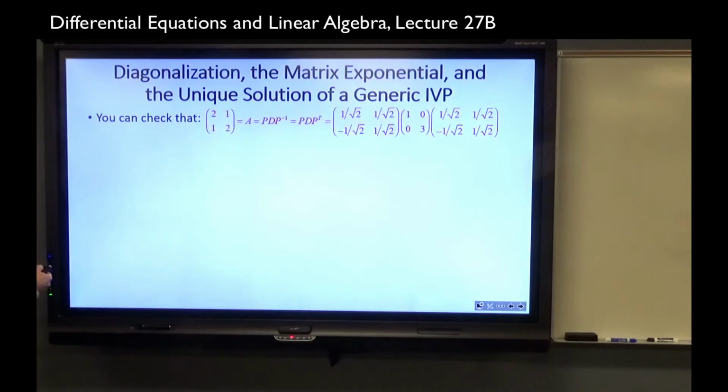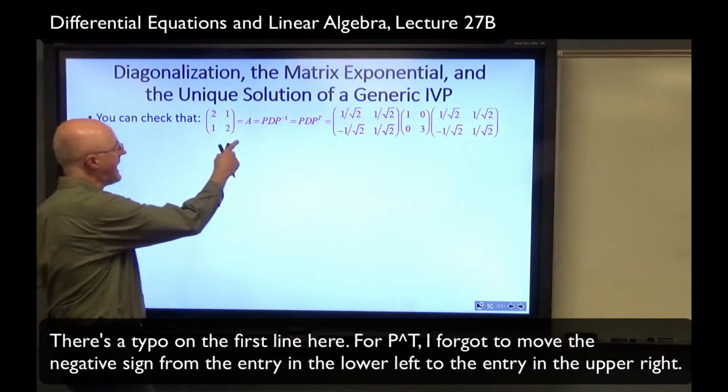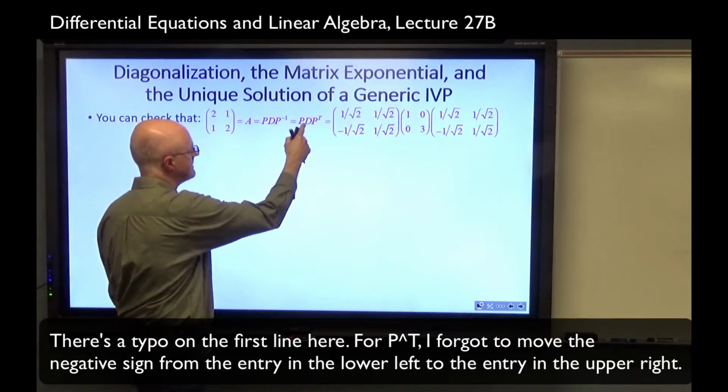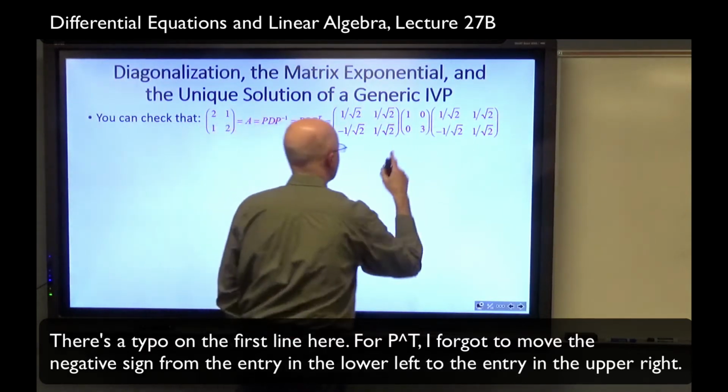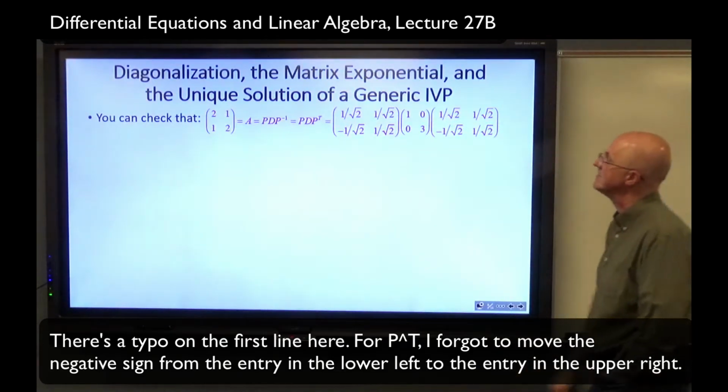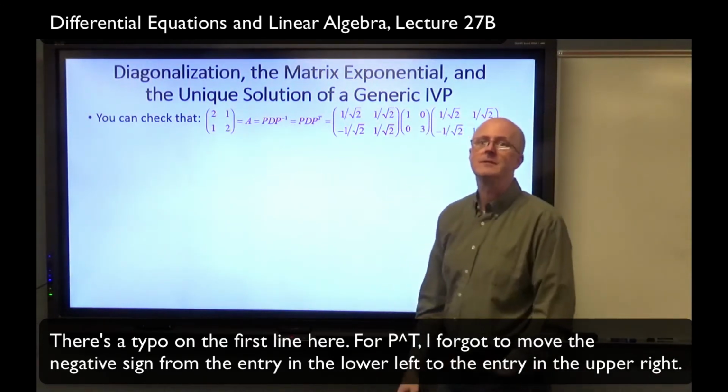You can check that. This is true. The original matrix A is P times D times P inverse, but P inverse is P transpose, so that's P times D times P transpose. Do this product. Go ahead and take 3 minutes to do it. You will see that you get 2, 1, 1, 2, the original matrix A.